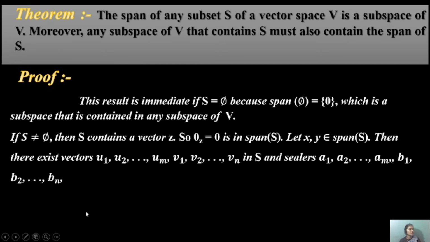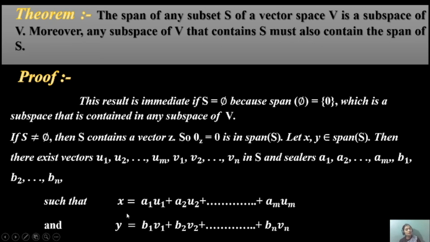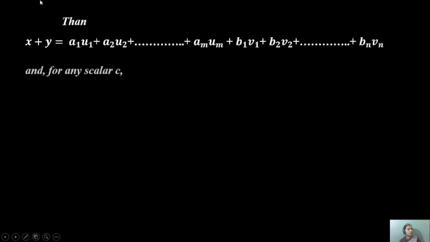Okay, after that, the equations are generated: x equals a1u1 plus a2u2 plus ... plus amum, and y equals b1v1 plus b2v2 plus ... plus bnvn. Then x plus y equals a1u1 plus a2u2 plus ... plus amum plus b1v1 plus b2v2 plus ... plus bnvn.